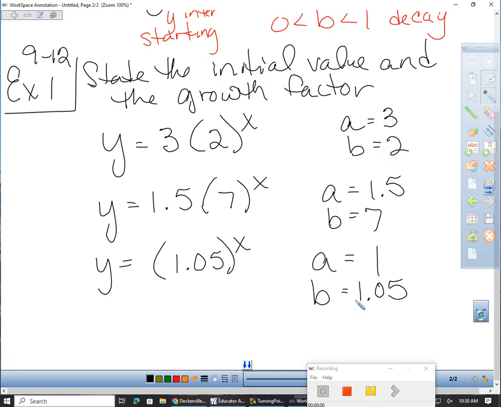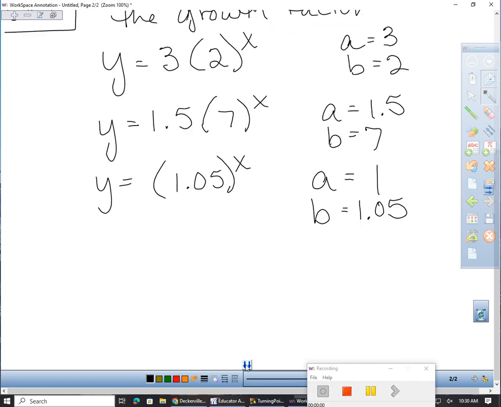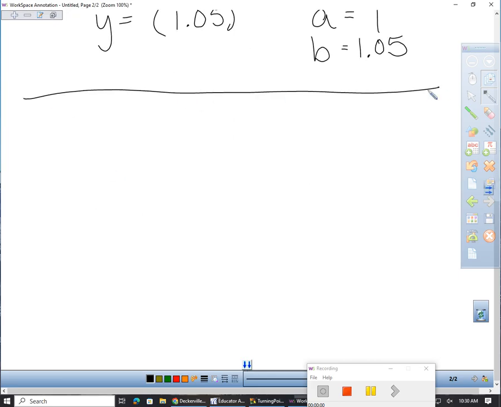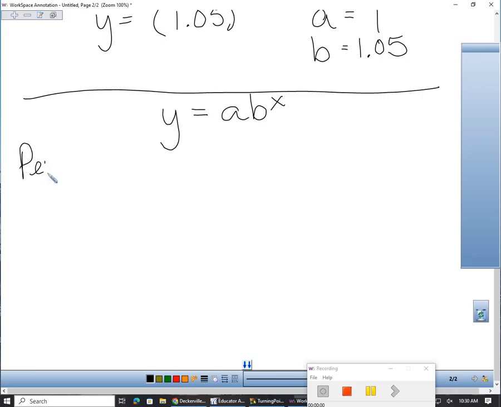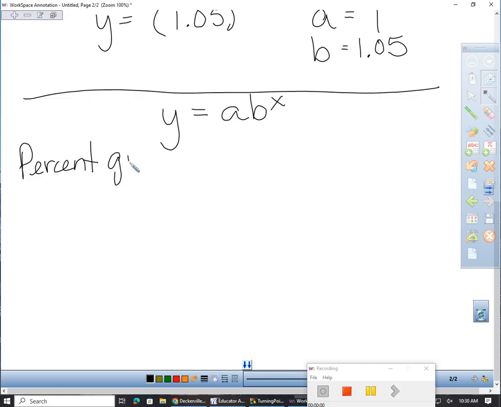Super easy, right? Okay. Now I need to talk about a couple equations we're going to use that are similar to y equals ab to the x. But we're going to start to apply things. All right? So, for y equals ab to the x, sorry guys, if it is an increase by percent, so it's a percent growth, then our equation is going to change just a little bit.